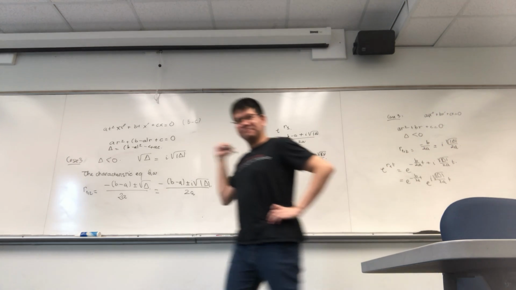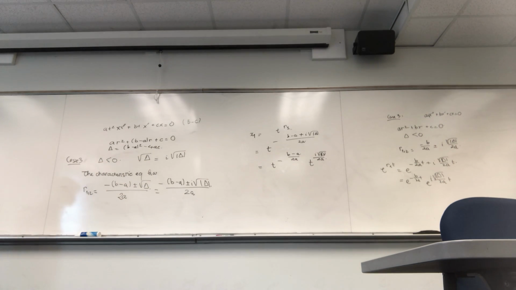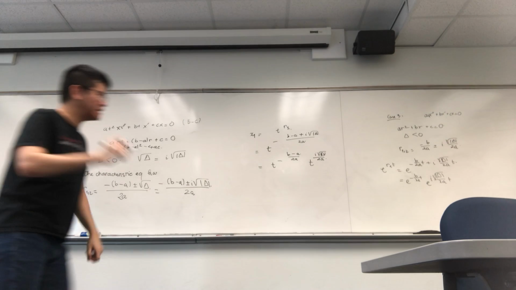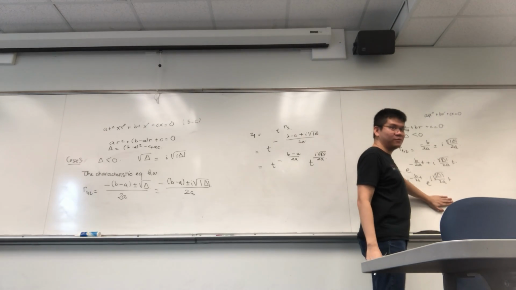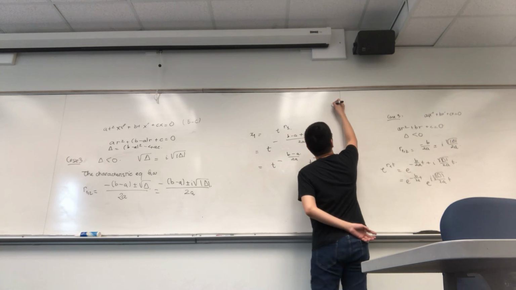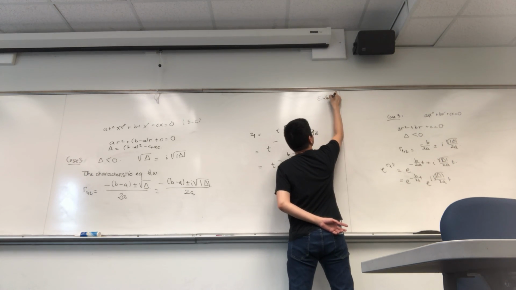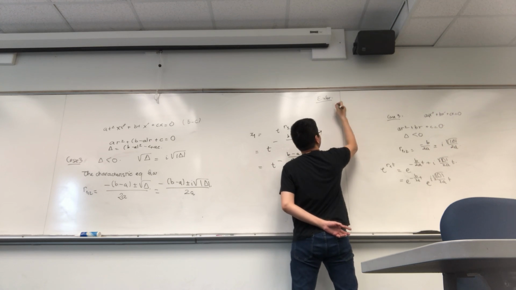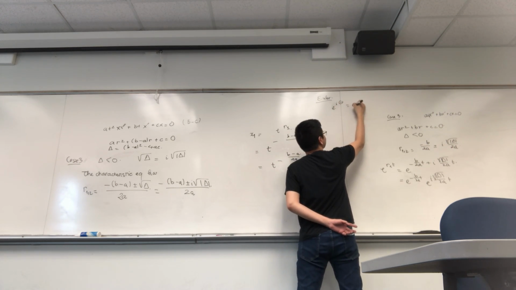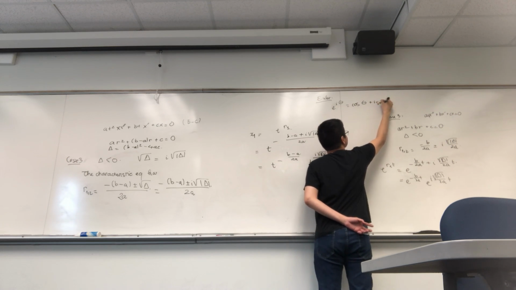What did we do with that imaginary term? Didn't we change e to the i square root of delta over 2a t into cosine of square root of delta over 2a t? We didn't change it, we used a formula. What is the name of the formula? Euler's formula. So we have a formula called Euler's formula, which is the following: e to the i theta is cosine of theta plus i sine of theta.